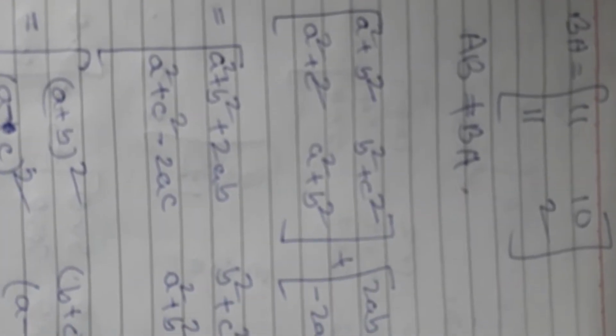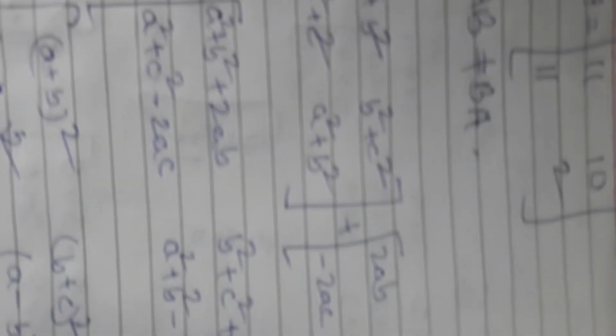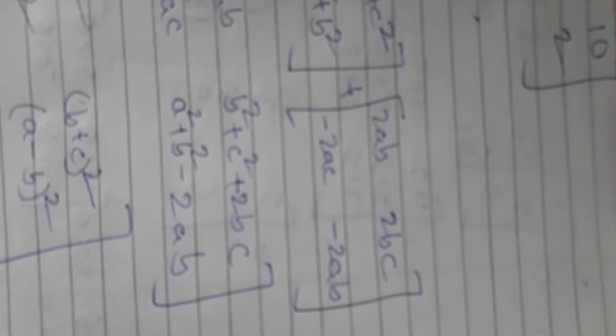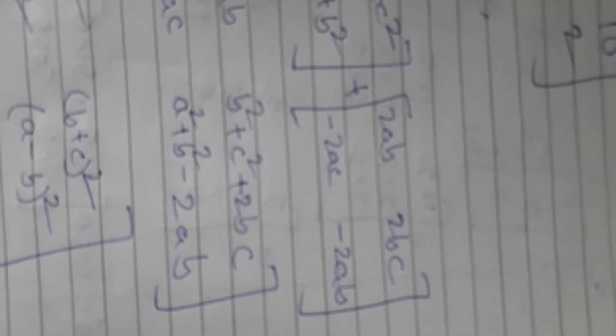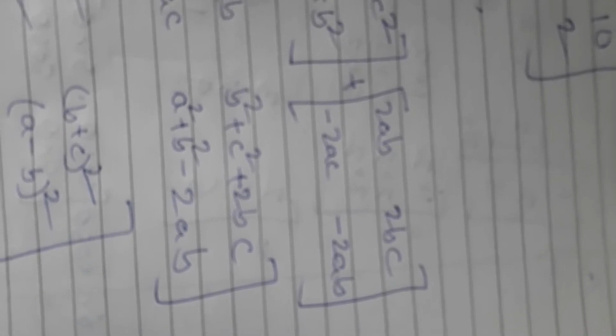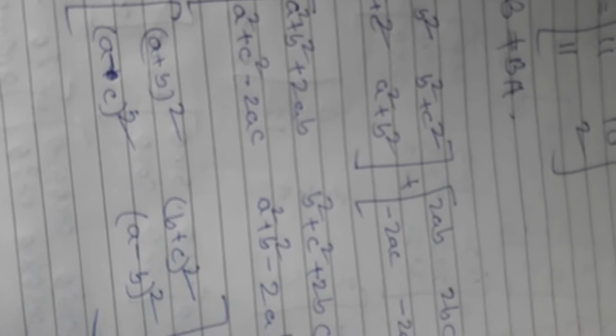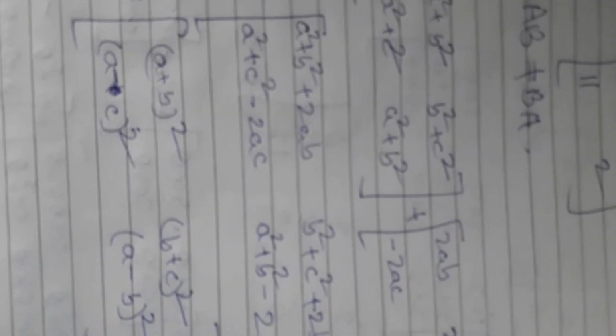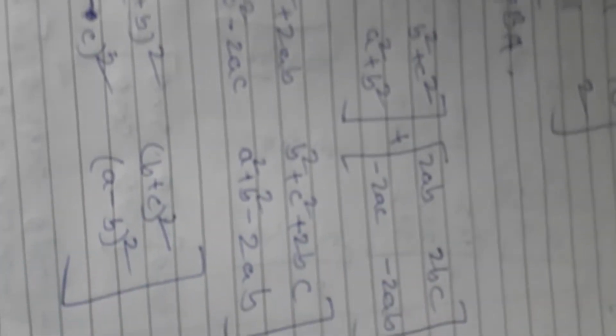Here if you look, a square plus b square, b square plus c square, a square plus c square, a square plus b square are the elements of the first matrix, and you have to add it with the matrix 2ab, 2bc, minus 2ac, minus 2ab. How are we going to add? You are going to add it by the corresponding elements. So here we have seen how to add it, and we have added this.